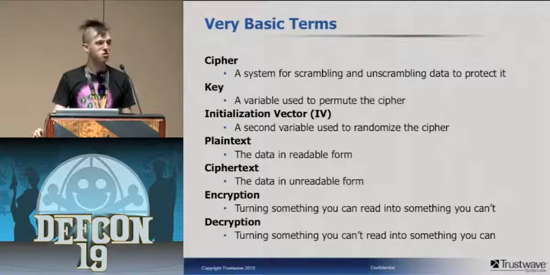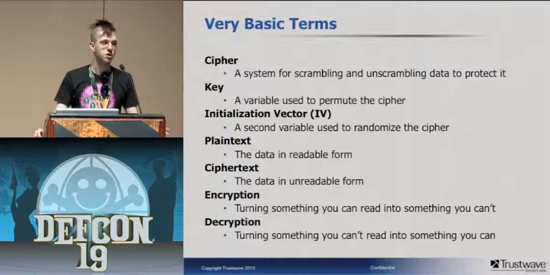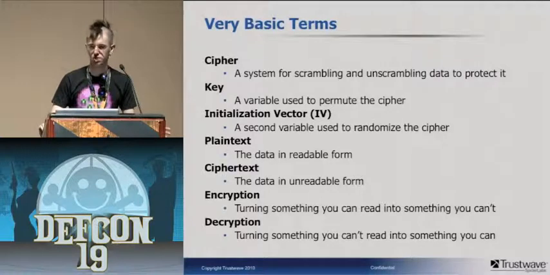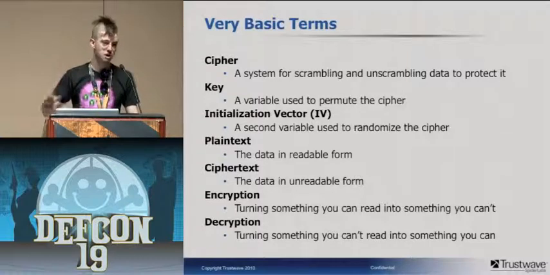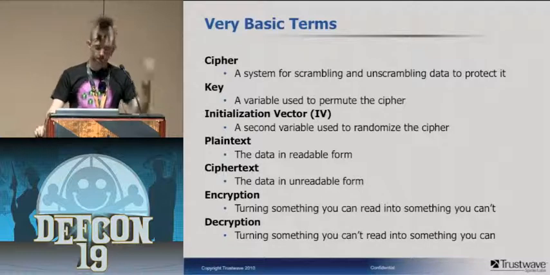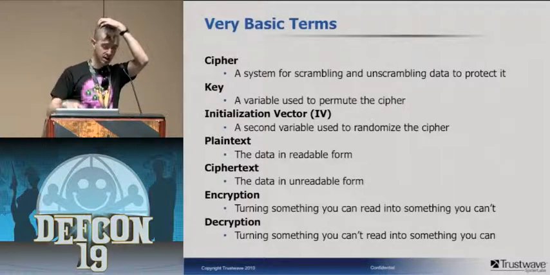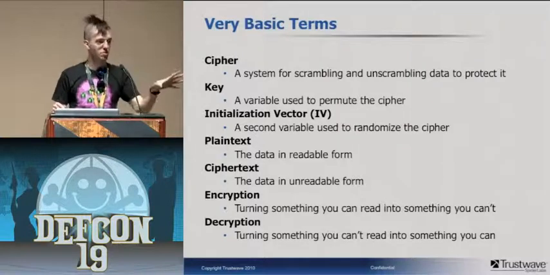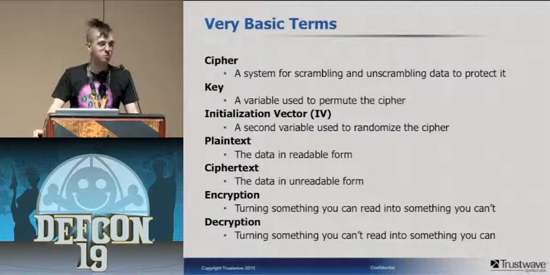The initialization vector is used in a similar way, but it's not always necessarily private. The idea of the initialization vector is almost a second key, which doesn't necessarily need to be private, although in a lot of cases it should be. The point of the initialization vector is so that when you encrypt the same thing with the same key, you can change up the initialization vector and the ciphertext won't look the same. Now, plaintext and ciphertext are the unencrypted and encrypted versions of the message, the human readable and unreadable. And encryption and decryption are turning plaintext to ciphertext and vice versa.